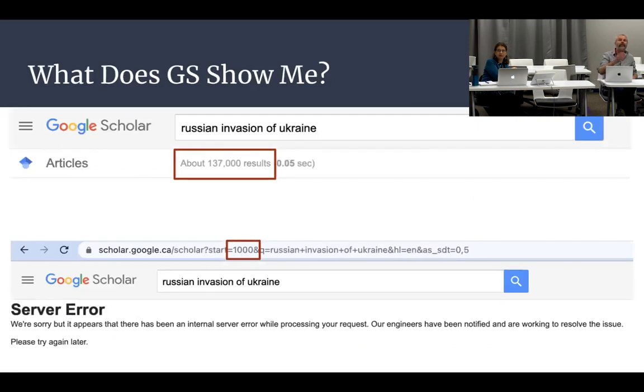Which then comes down to what does Google Scholar actually show me? So I ran a search here. There were 137,000 results in the top. In the bottom one, you can see in the URL, I tried to go to the 1,000th hit, and you get an error. Google doesn't let you go beyond 1,000.